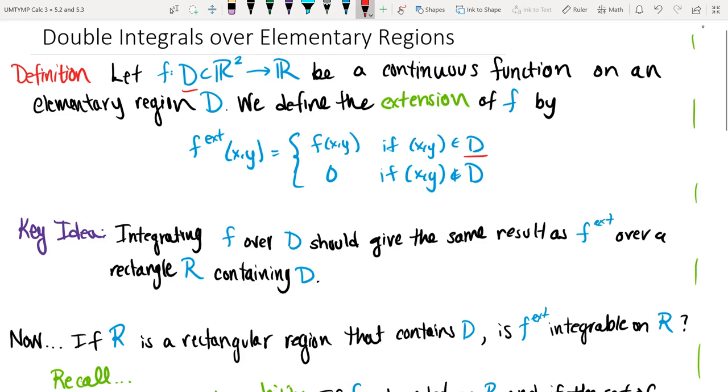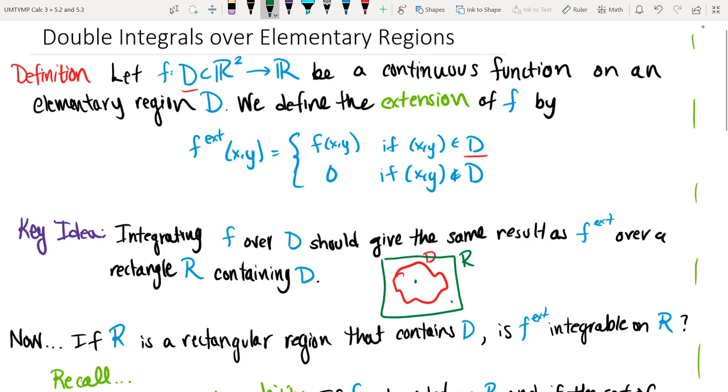Just pictorially, here's our D blob, that's our domain, and now what we're doing is taking and placing a rectangle over it. We're going to call that rectangle R, and so R contains D. Anytime we land in the domain, we're going to call that f of xy, and if we land not in D, then it's 0. That's the idea of the extension function and a rectangle.